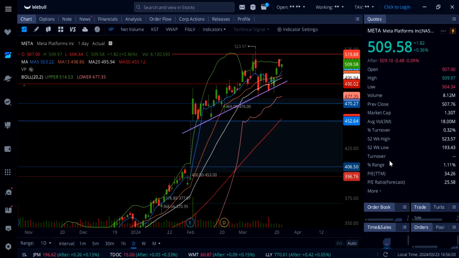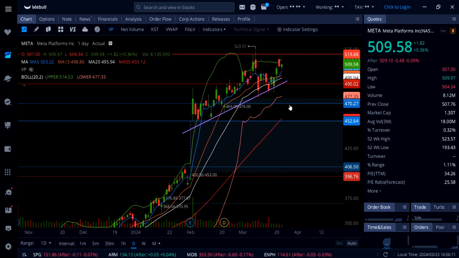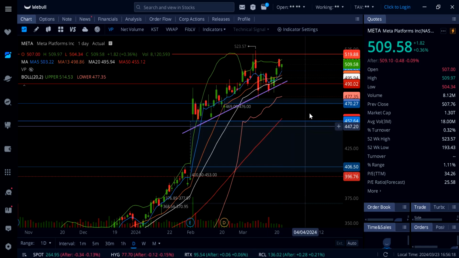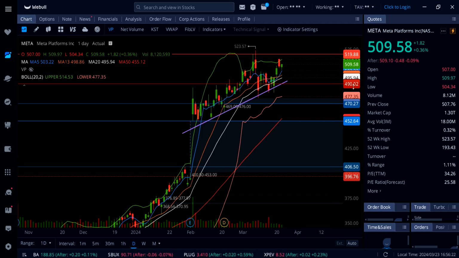On Meta, it's up 0.36%, so Meta getting a pullback down to the support 504, and that was holding, went back up, and now trading at 509.58 at the closing. So going into Monday's session here on Meta, critical level to watch right here at 504, and below that watch out for 500, and then 496 rising 20-day moving average, and then 490.